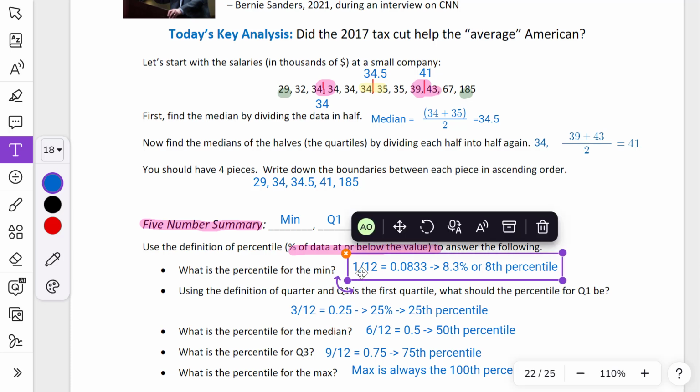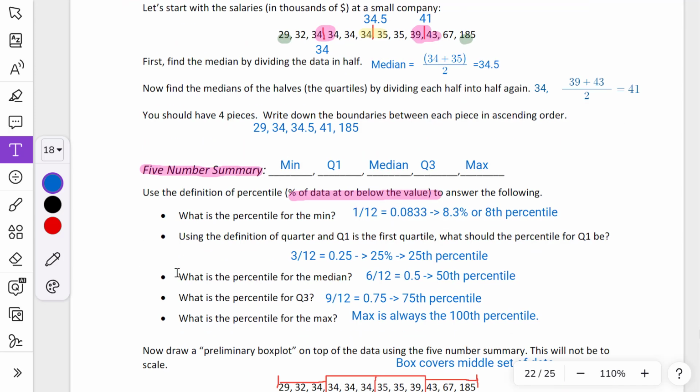Well, it's the lowest data point, so there's only one, out of 12. Divide that on your calculator, you get 0.0833. So this becomes 8.3%, and percentile we tend to round to the nearest integer. So it's the 8th percentile. I mean, you could probably do decimal, but most people say integer.